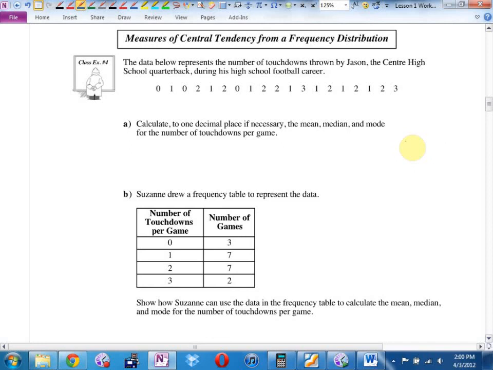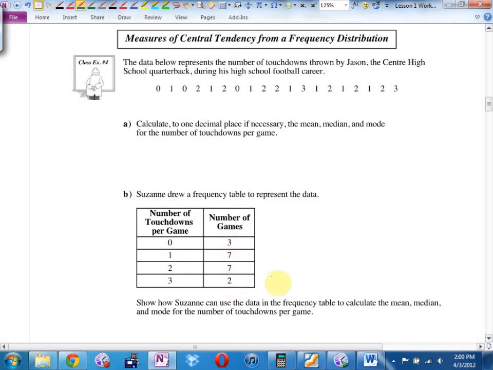The data below represents the number of touchdowns thrown by Jason, the high school quarterback, during his career. I'm going to skip A. We could type all of these in individually, but Boston is right, that's a lot of typing. Suzanne drew a frequency table. She said the smallest value is 0, the biggest value is 3, we're going up by ones, and then she did a quick tally. She noticed that we have 3, 7, 7, and 2 for the frequency.